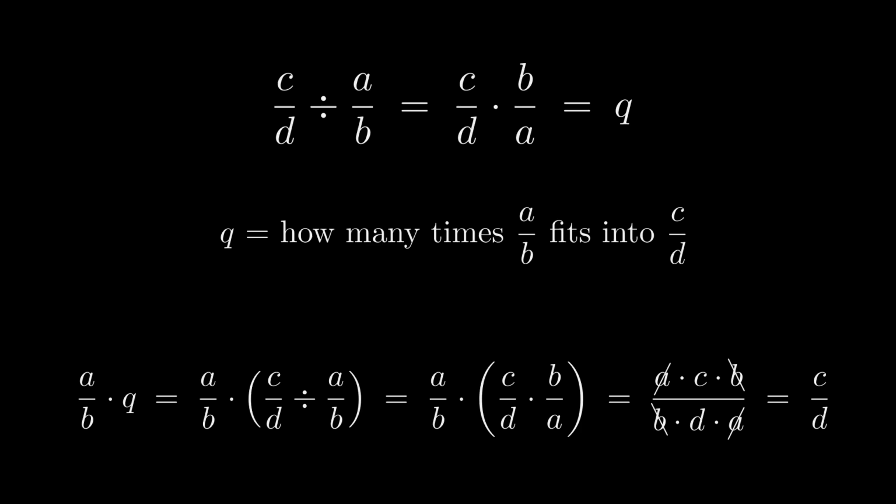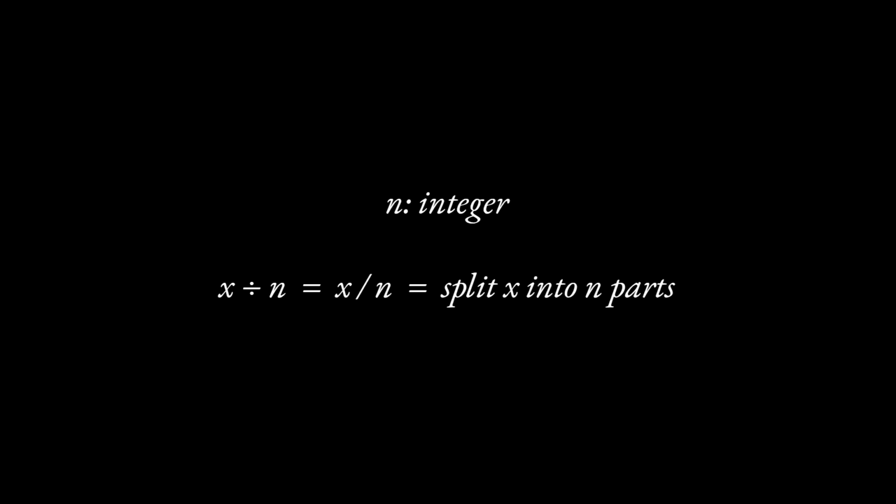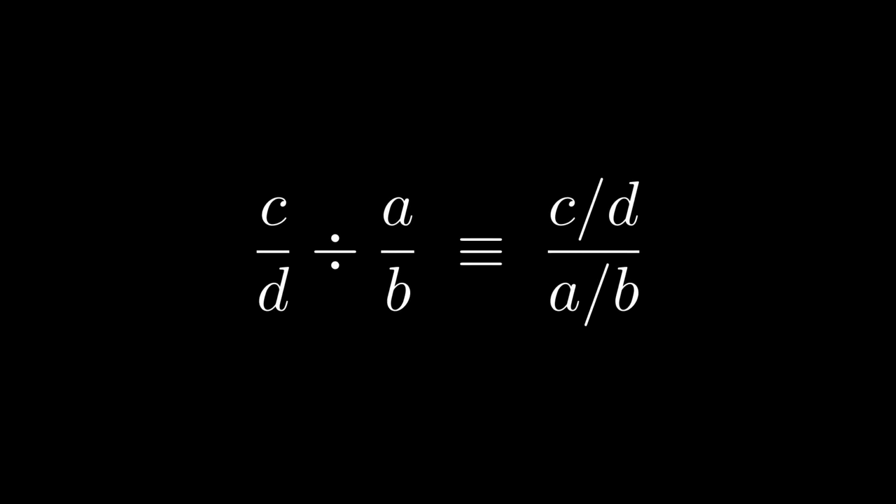When the divisor a over b is an integer, say a over b equals n, then division by it simply means to split the dividend into n equal parts and take one of them. But this is exactly what the symbol that we use for fractions also means. Therefore, by generalizing, we use the symbols of division and fraction interchangeably.